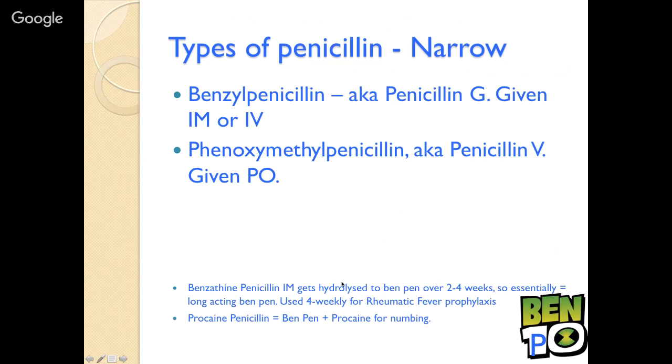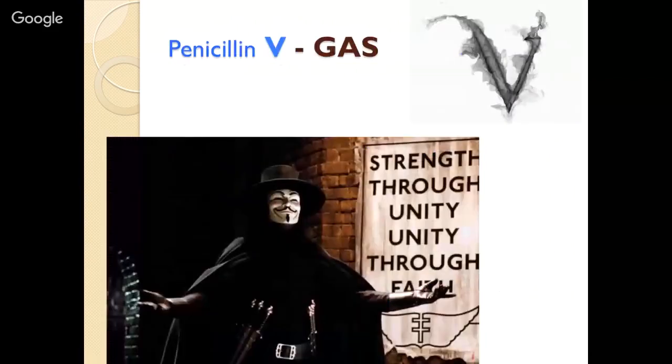So how do you remember which one's G and which one's V? This is again a bit of a stretch. Has anyone seen V for Vendetta? So I think of the character from V for Vendetta who's called V, and there's a scene where he puts a massive smoke bomb in the TV station, there's gas everywhere, and it's used for group A strep, which is gas. So penicillin V is used for group A strep, and that's the only thing it's used for.